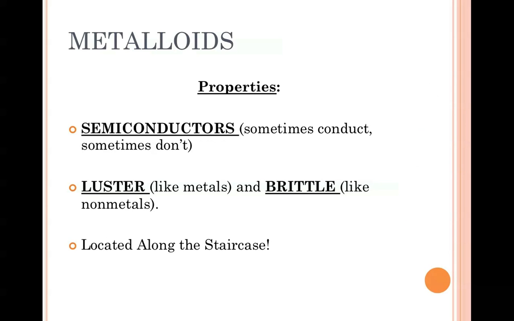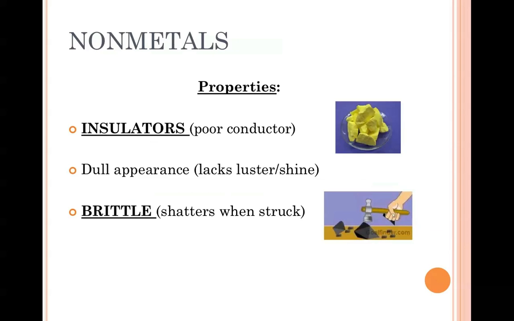Metalloids are a mix of properties of metals and nonmetals. They're semiconductors, so they sometimes conduct like metals, and they sometimes don't, like nonmetals. They have luster like metals, however, they're not malleable and ductile. They're brittle, so they tend to shatter, which is more like our nonmetals. And these are located directly along the staircase on the periodic table.